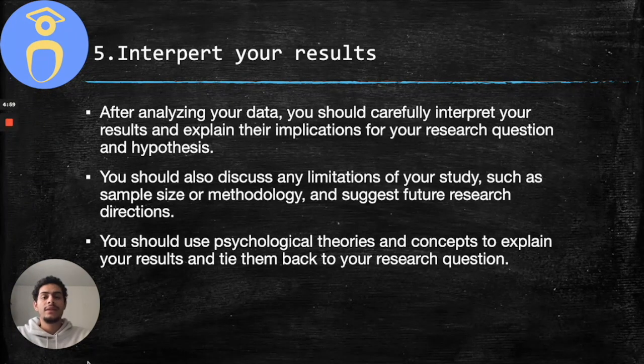Tip number 5 is interpreting your results. After analyzing your data, you should carefully interpret your results and explain their implications for your research question and your hypothesis. You should also discuss any limitations of your study, such as the sample size or the methodology, and suggest future research directions as well.